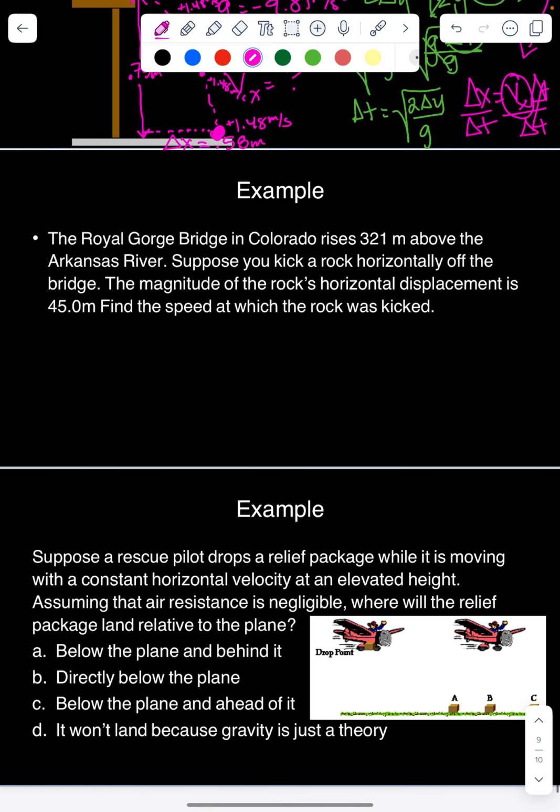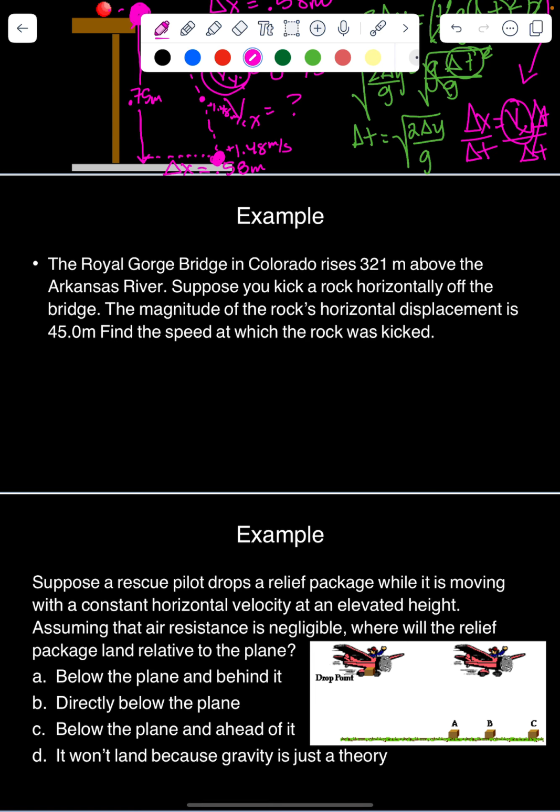So let's do this example. The Royal Gorge Bridge in Colorado rises 321 meters above the Arkansas River. It is terrifying. Suppose you kick a rock horizontally off of the bridge. The magnitude of the rock's horizontal displacement is 45 meters. Find the speed at which the rock was kicked. So we know that we were up on this bridge and we kicked this rock off the bridge, and it fell into the water.